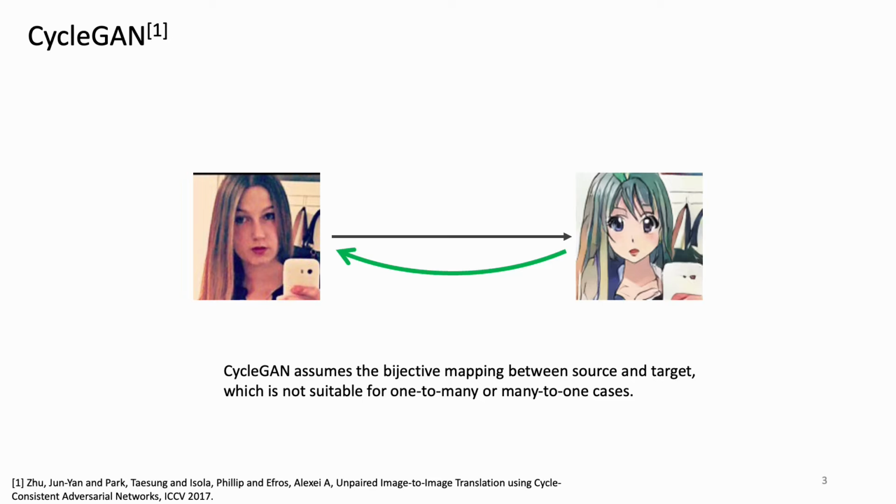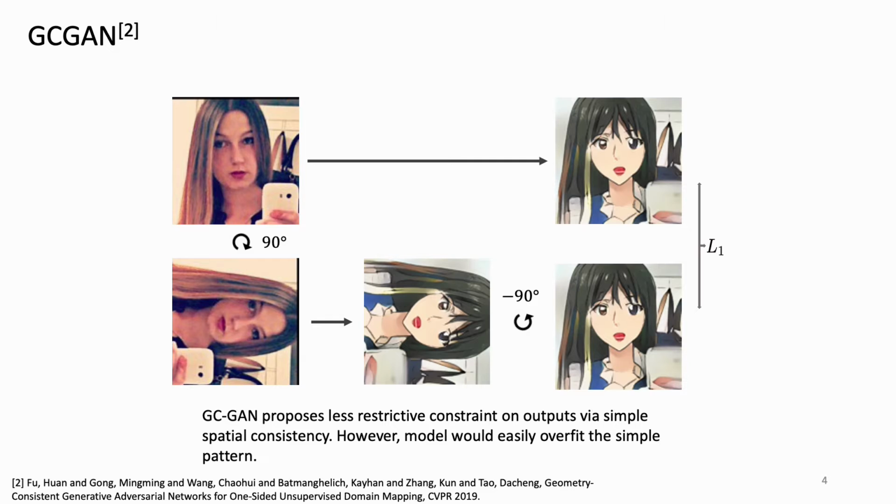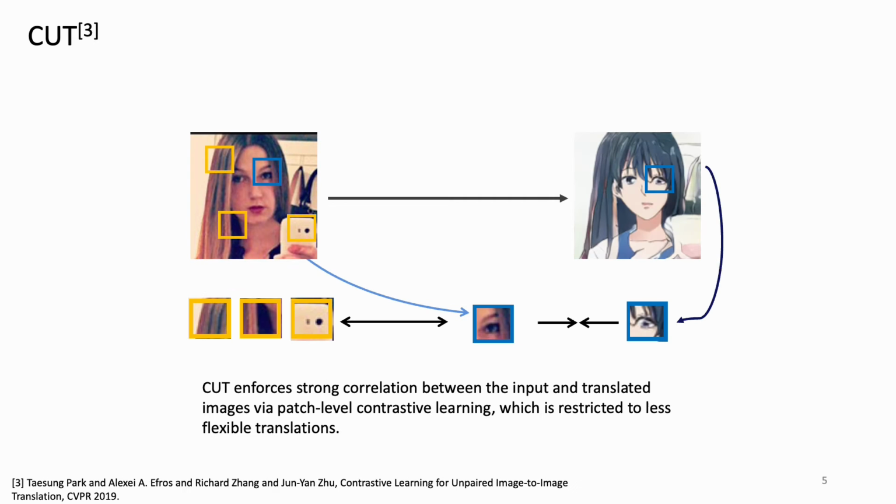One of the most popular methods is CycleGAN, which enforces the cyclic reconstruction consistency. However, CycleGAN assumes that the relationship between a source and target is a bijection, which is limited for most real-life applications of one-to-many and many-to-one mappings. GC-GAN proposes a less restrictive constraint on output by simple spatial consistency. However, the model would easily overfit this kind of simple pattern. Lately, CUT enforces strong correlation between the input and translated images via patch-level contrastive learning. However, it is restricted to less flexible translations.